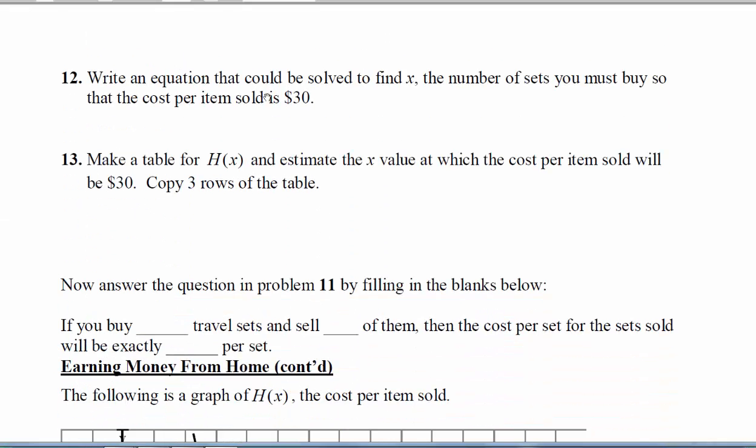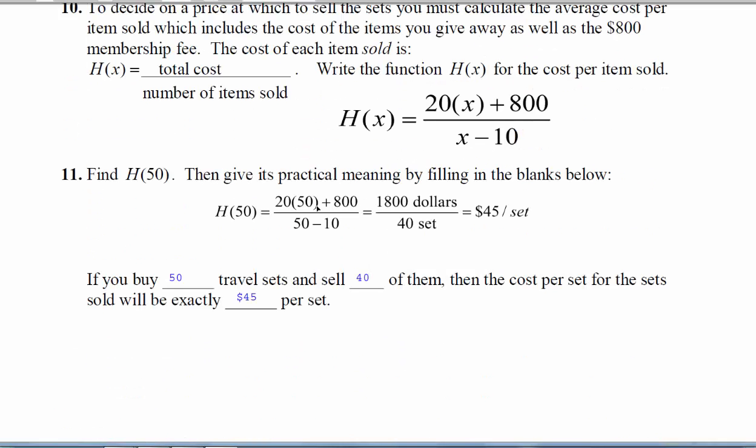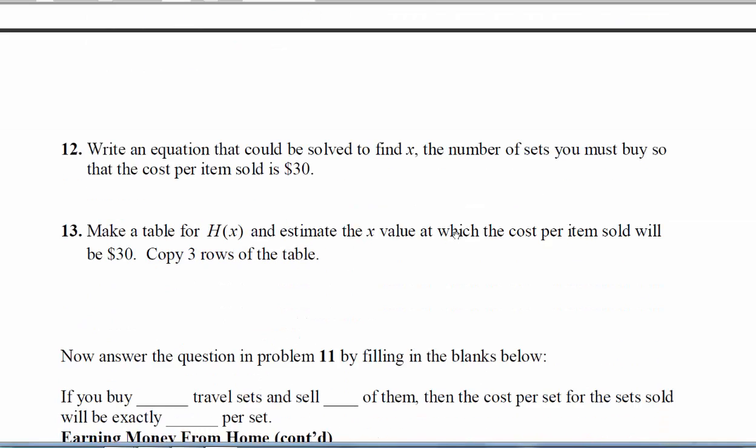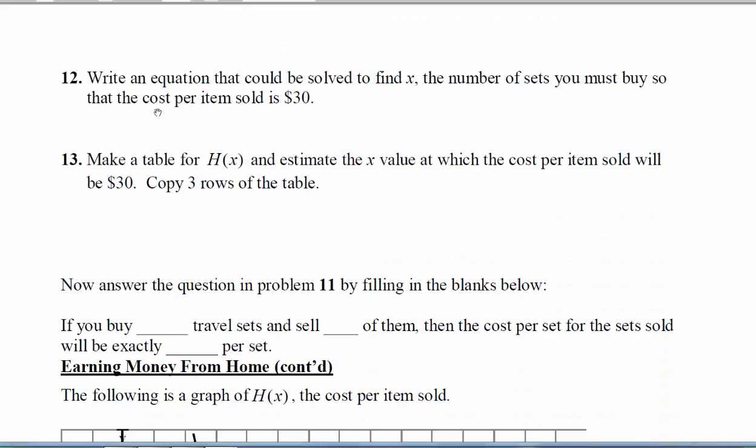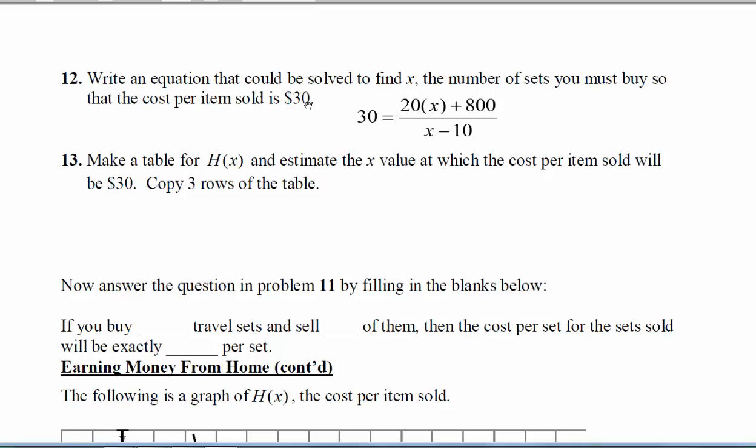Question 12 says, okay, write an equation that can be solved to find x, the number of sets you must buy to bring your cost down to $30. So if I buy 50 sets, it brings my cost down to 45. Well, if I buy some number bigger than 50, I can probably bring my average cost down, right? The more sets I buy, the lower my average cost per set is going to be. So let's take a look at question 12. It just says write the equation. We don't have to solve the equation, just write the equation we must solve. So I replace my h of x with 30, because h of x represents average cost, and x represents the number of items we must buy and sell to bring my cost down to 30.